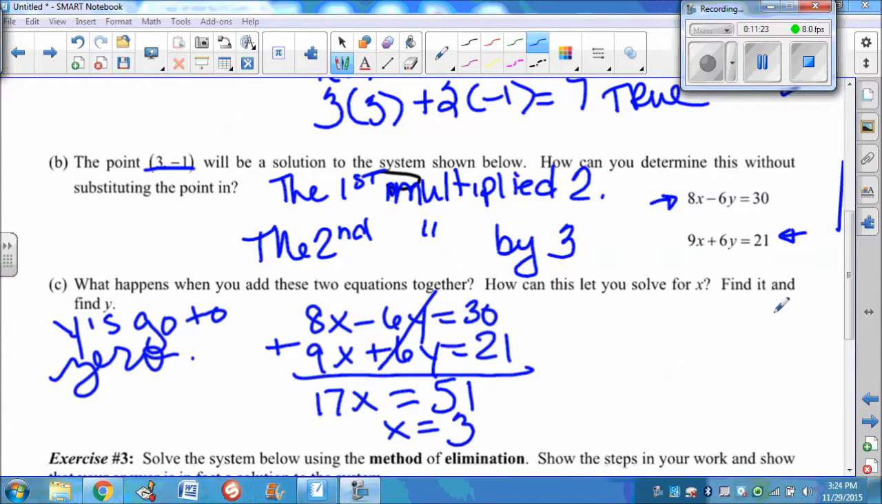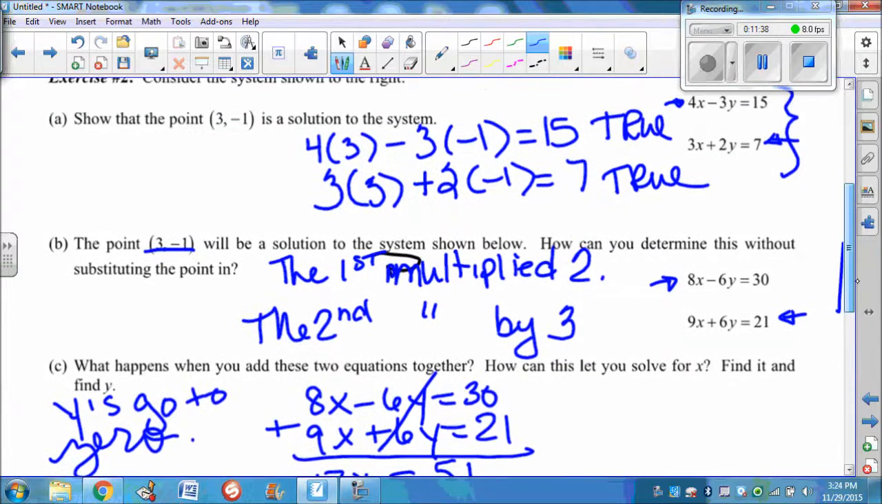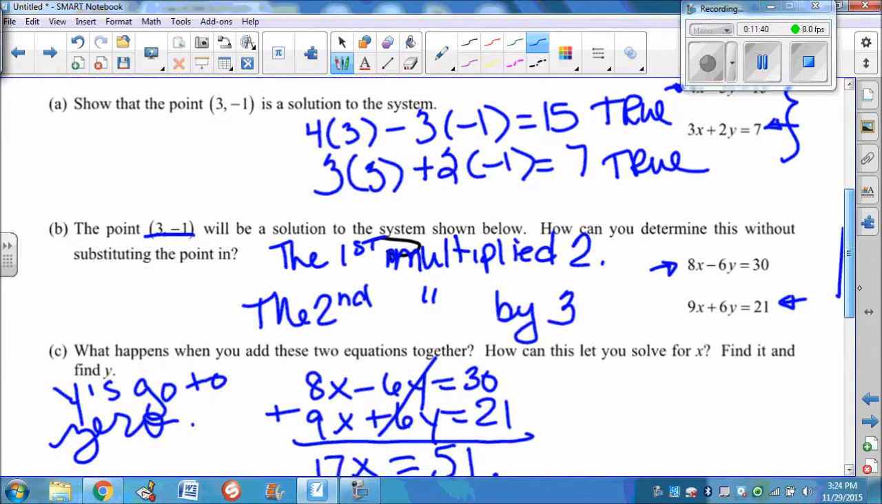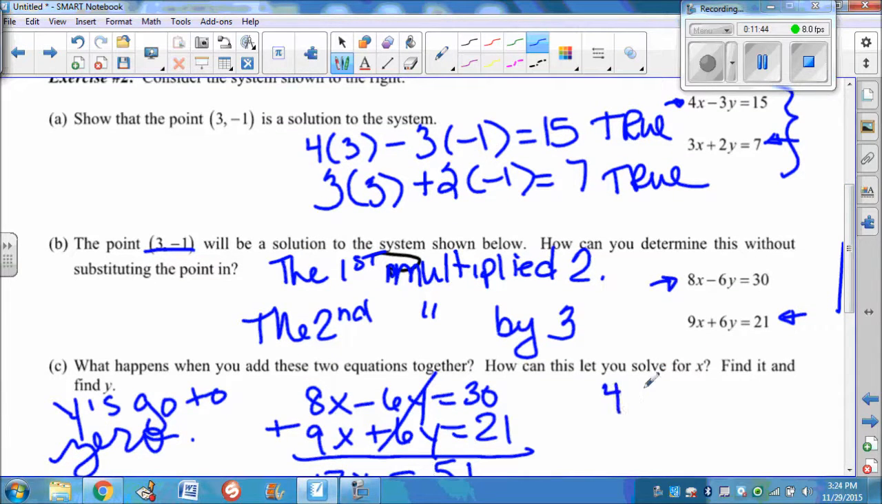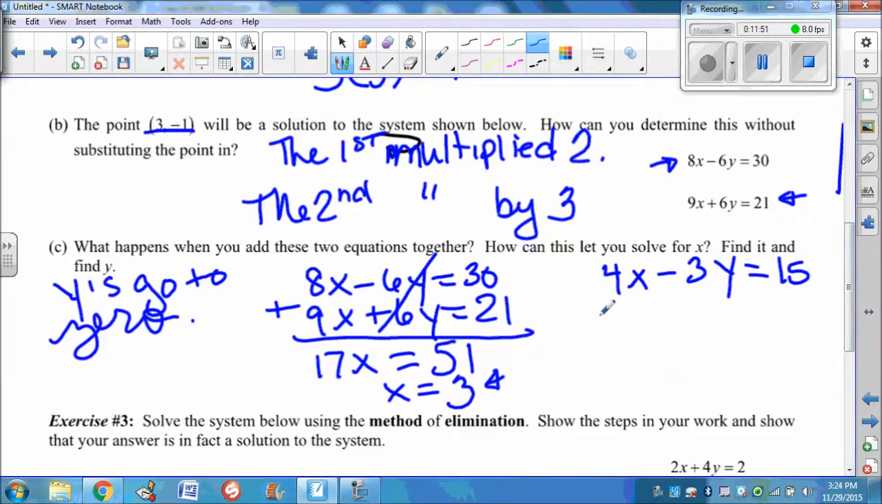Okay, so the y's go to 0, so we found x, now we've got to find y. So remember what we said, we got one of the variables, we take that solution and plug it into one of the original equations to find the variable that we eliminated. So I'm going to go back up to that first equation, the first original. Always go back to the originals, and we're going to substitute in that 3, so therefore we can find the y.